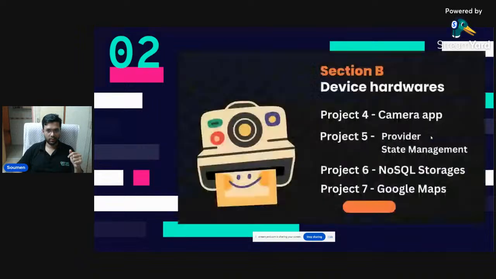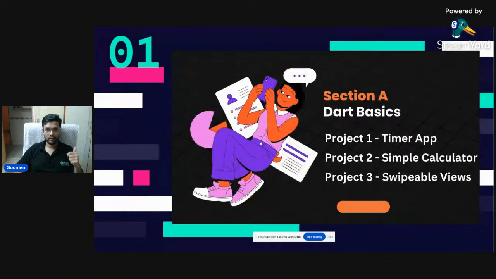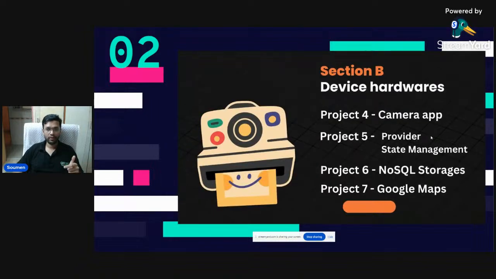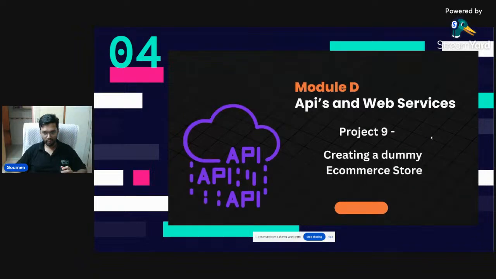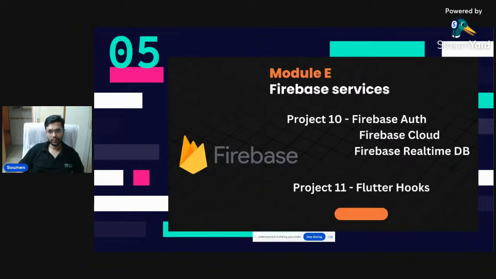So this is the entire syllabus that we'll have for our Flutter course. It starts with basics, has hardware like cameras, maps, Google Maps, and offline creation of apps. Then it has state management, which is the most important concept of Flutter, and how you do routing. Then we create an e-commerce based app, and finally we go into Firebase, wherein we discuss all the Firebase services.